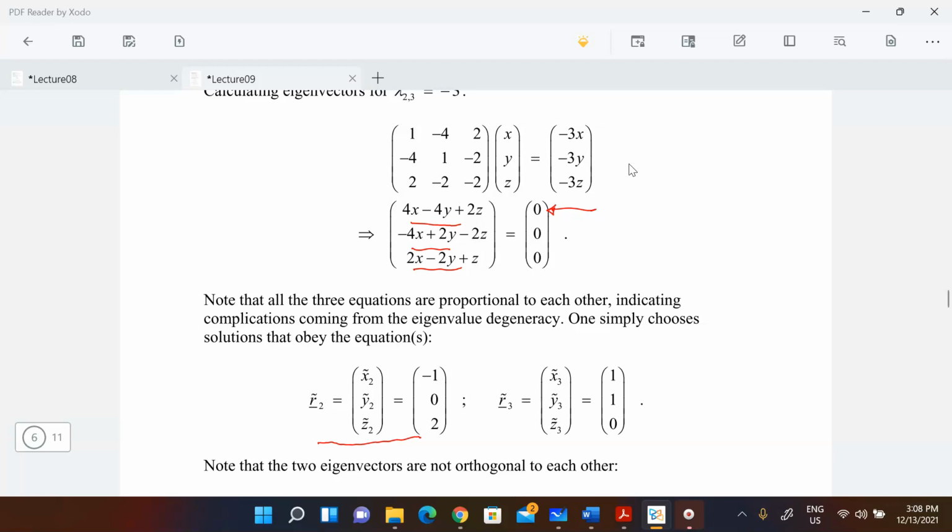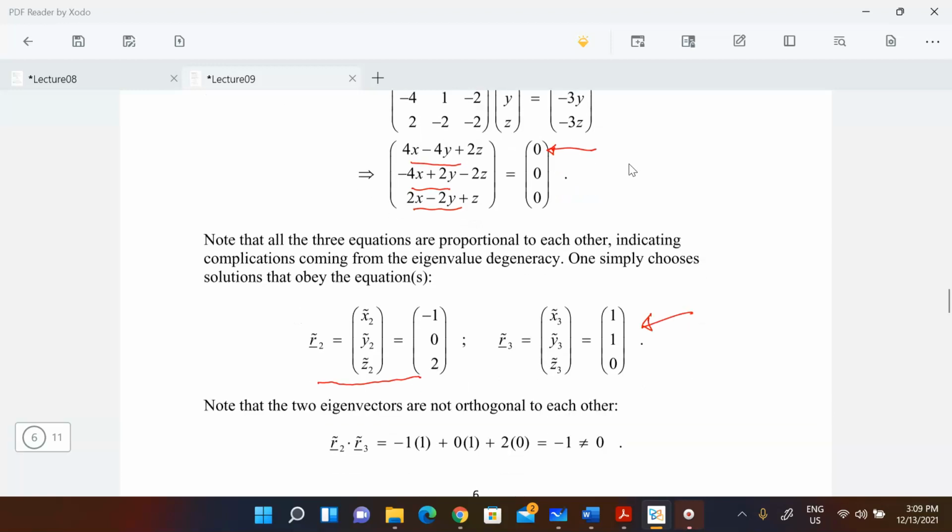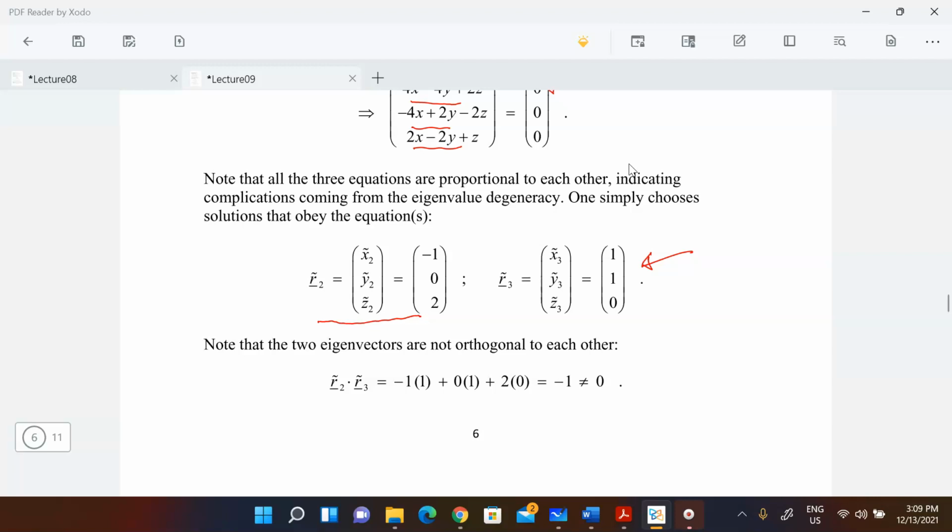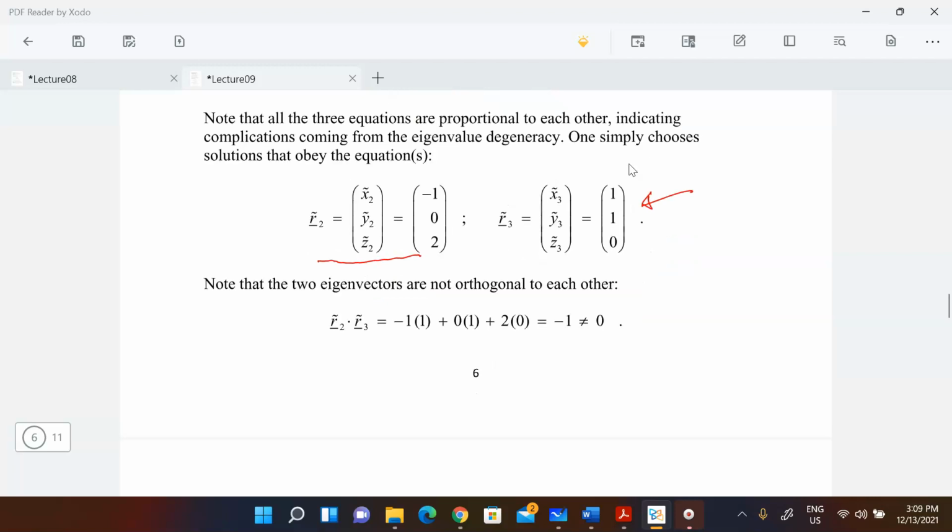And then another eigenvector would be another set of points that solve the same equation. So another set of points that solve the equation here would be x equals 1, y equals 1, and z equals 0. That gives you that. But now your two vectors that you have here, r tilde 2 and r tilde 3, are not orthogonal. When you take the dot product, this will not give you 0. So remember, one of the properties that we observed in the first example just now was that the eigenvectors should be orthogonal to each other.